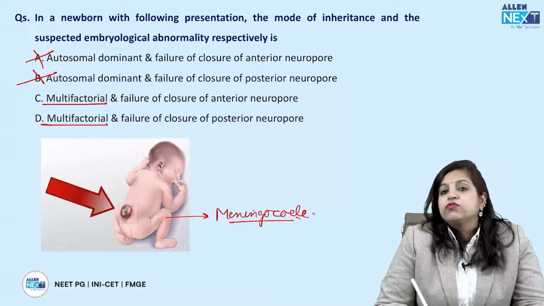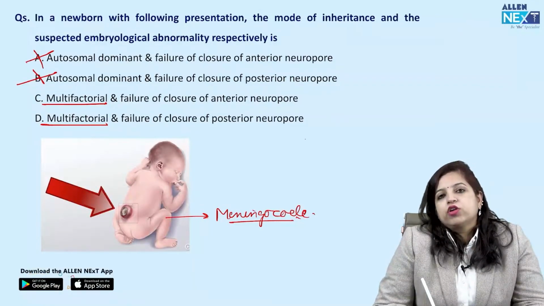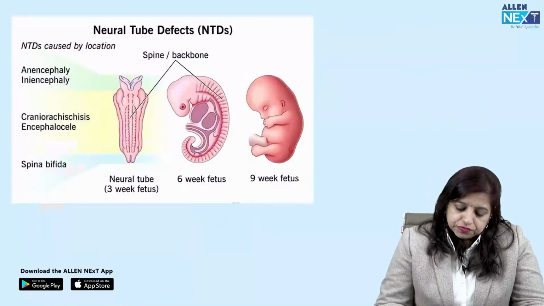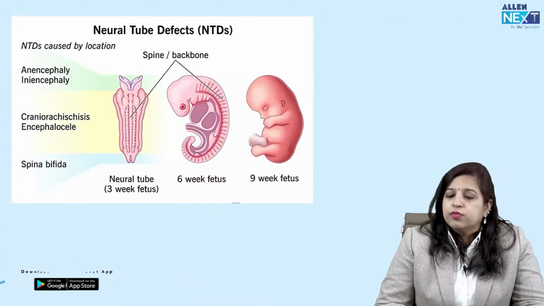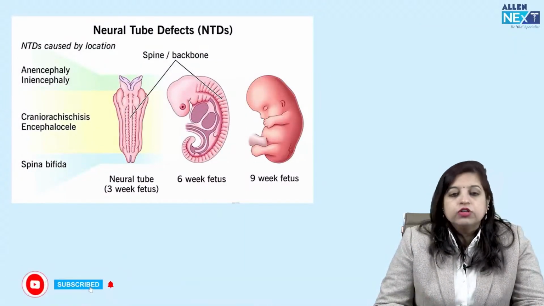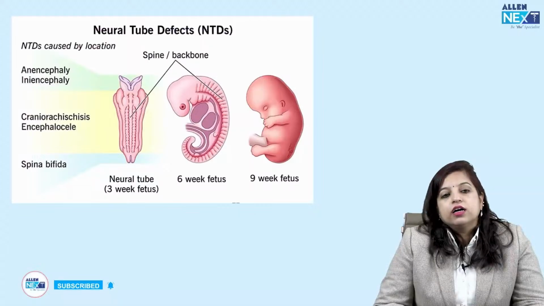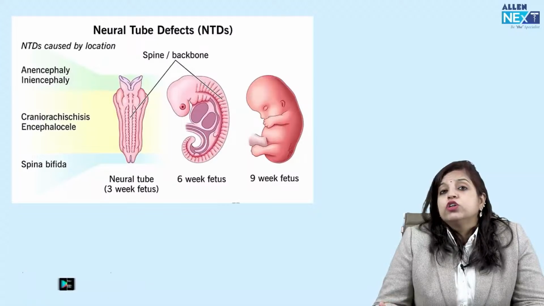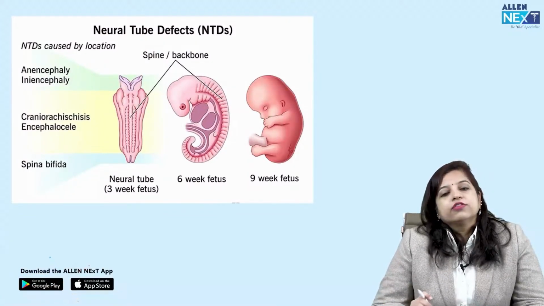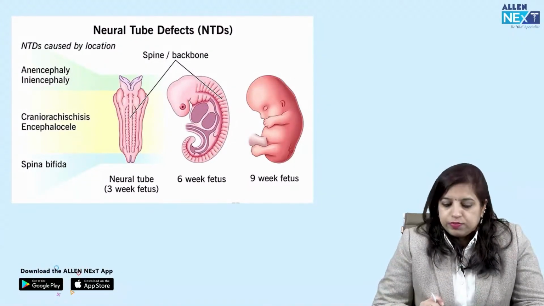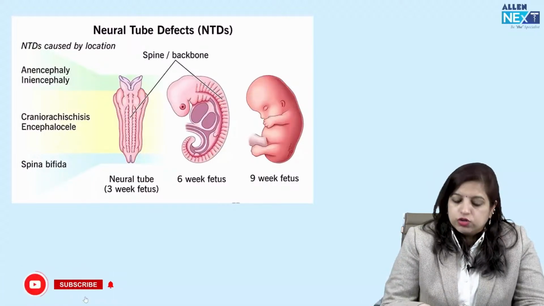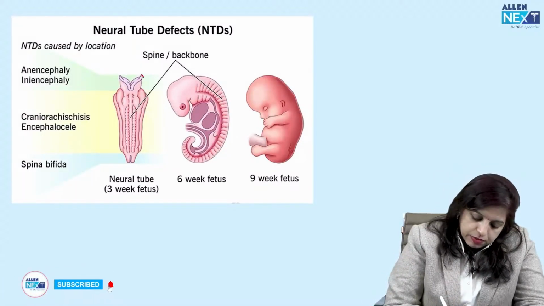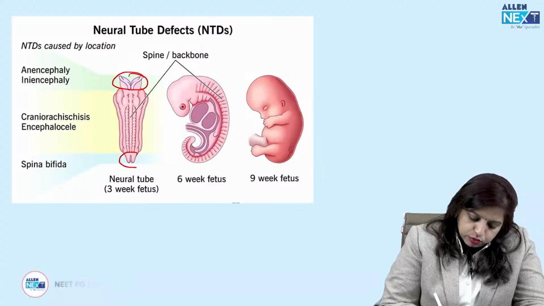Now, what is this? Is it failure of closure of the anterior neuropore or failure of closure of the posterior neuropore? So for this, we have to see the embryology of the neural tube defect. We should know this, that the neural tube defect arises from the failure of closure of the neural tube, right, in the 3rd or 4th week of in utero development. Now, there are two parts of this neural tube. One is the anterior part, right, and one is the posterior part.